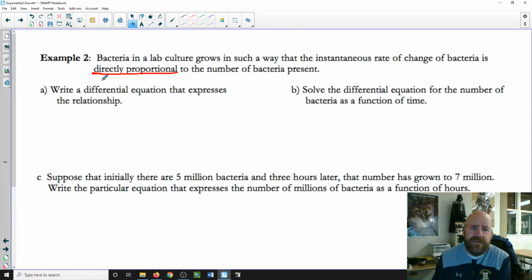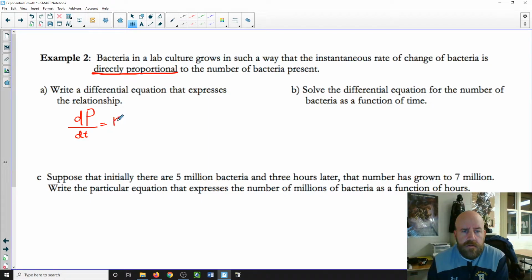First thing we need to do, write a differential equation that expresses the relationship. In the first part of the problem, there's no numbers, no variables, no anything. So what we need to do is just write a generic form of our differential. So this is just dP over dt, so population over change in time, equals kP. You pick really any variable you want there. So that would be the answer for A. We just write a generic one with all of our variables.